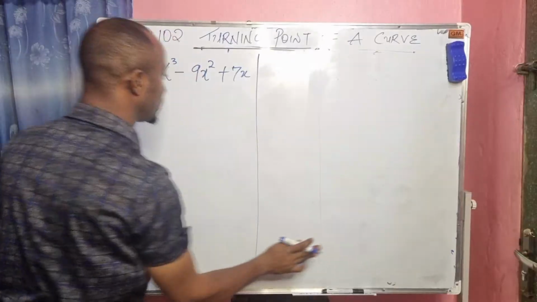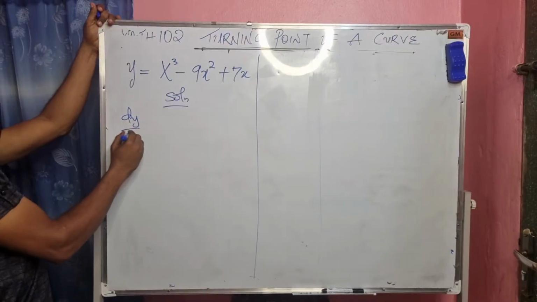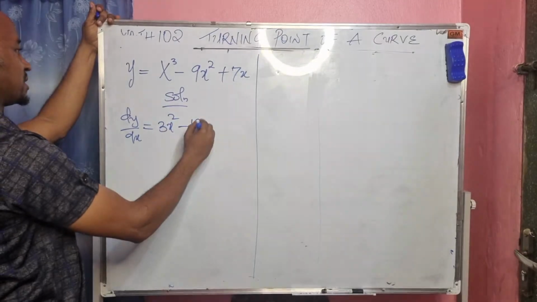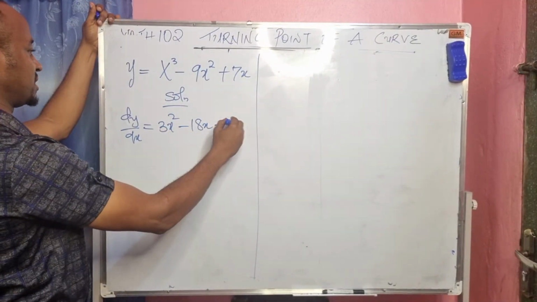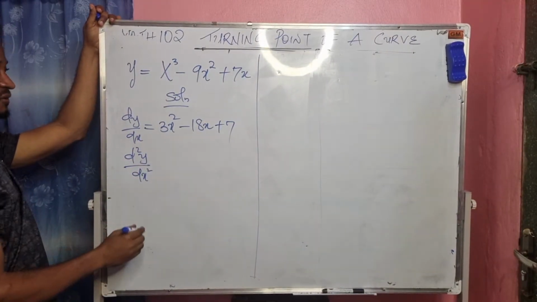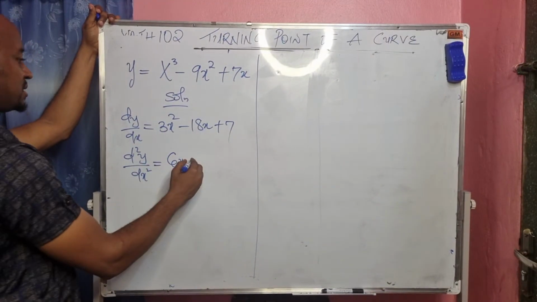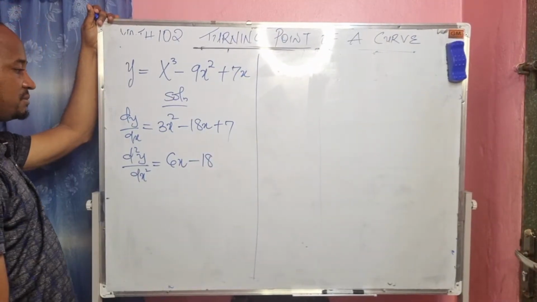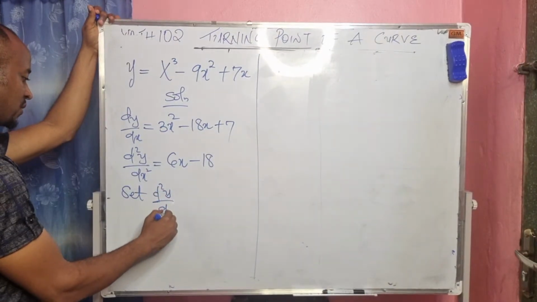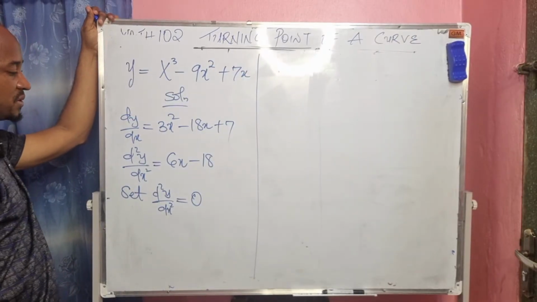The first thing we need to do here is to find dy/dx, right? The dy/dx of this function will give us 3x squared minus 18x plus 7. The next is to find the second derivative, which will lead us to the point of inflection determination. So here we have 6x minus 18, right? The third is to set d2y over dx squared to be equal to 0.